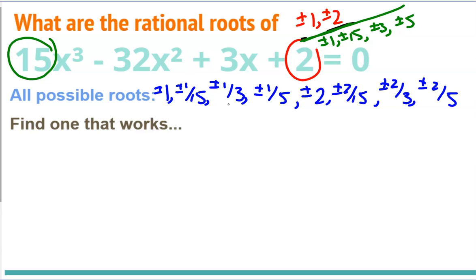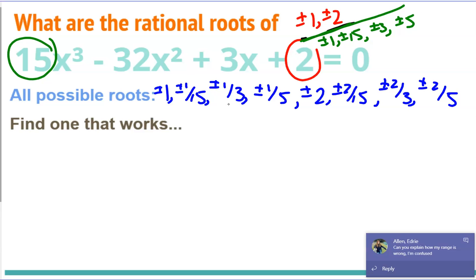You could plug and chug. You could plug in 1 into this equation. Does it equal 0? Plug negative 1 into the equation. Does it equal 0? Plug positive 1 over 15 in. You can test all of these, okay? It is possible if you don't have a calculator. Is it time consuming? Sure. I would suggest starting with your whole numbers and going from there. If you have a calculator, Desmos is free for anybody.